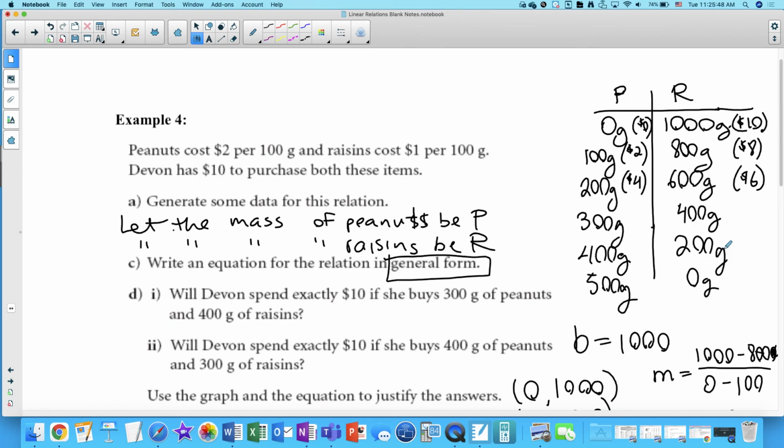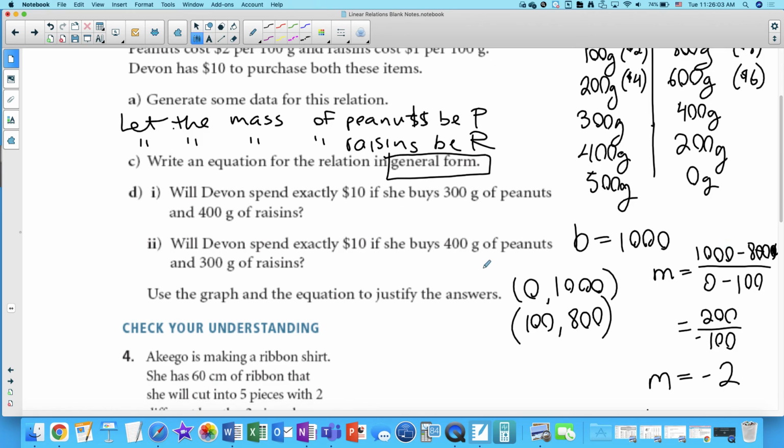And you could also use the equation to verify, right? If you plug in P equals 400 and R equals 300, then you'll see that the left side doesn't equal the right side. Okay? And then, of course, you could graph this. I'm not going to do that right now because we're about to run out of time.